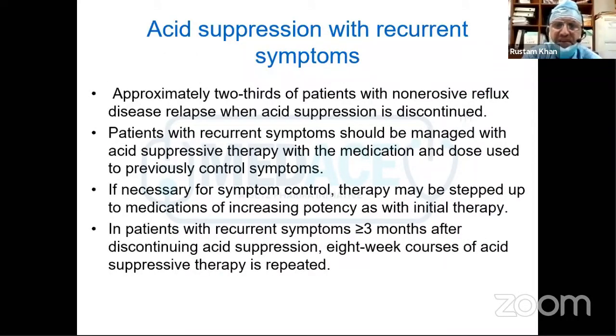Approximately two-thirds of patients with non-erosive reflux disease relapse when acid suppression is discontinued. Patients with recurrent symptoms should be managed with acid suppression therapy with the medication and dose used previously, or it can be increased to double dose also. In patients with recurrent symptoms more than 3 months after discontinuing acid suppression, an 8-week course of acid suppression therapy is repeated.